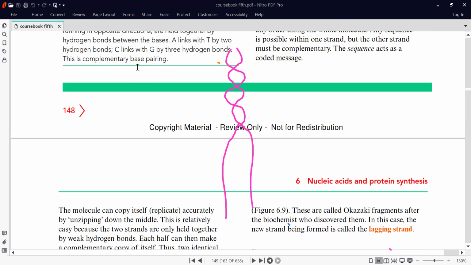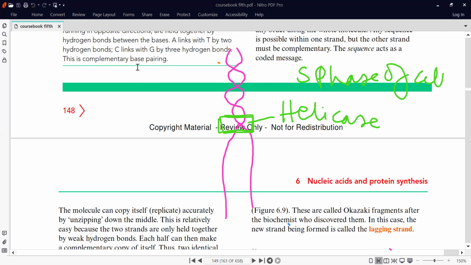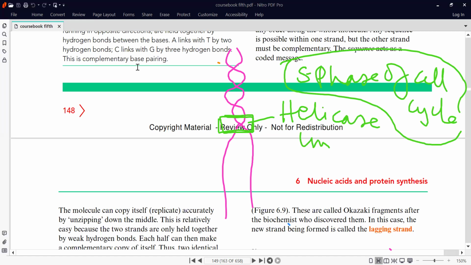So there is a molecule which is unwinding it, and this molecule is known as helicase. And DNA replication is taking place in the S phase of the cell cycle. So helicase enzyme opens or unzips DNA at the time of DNA replication.